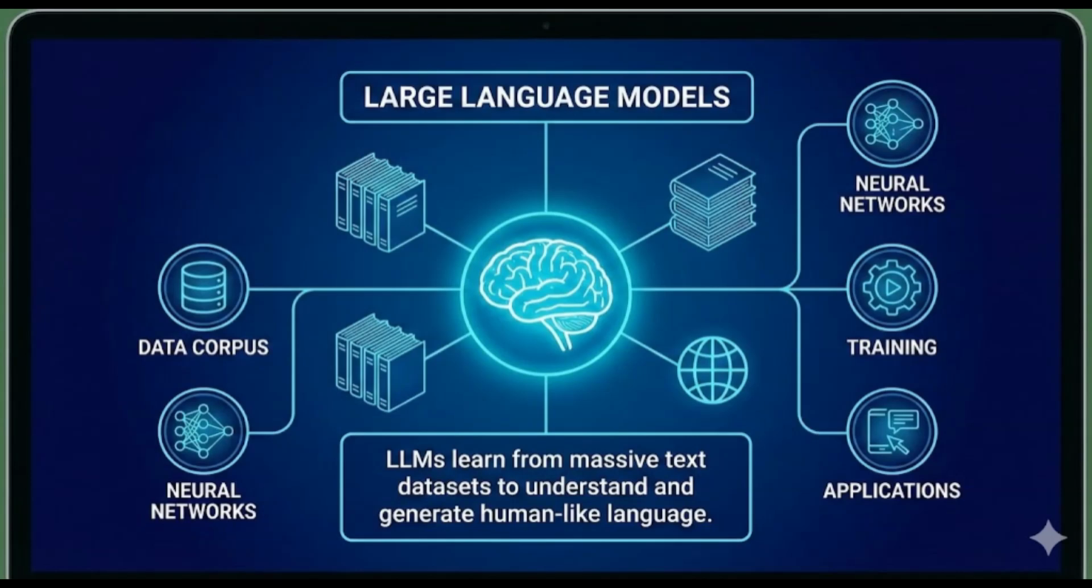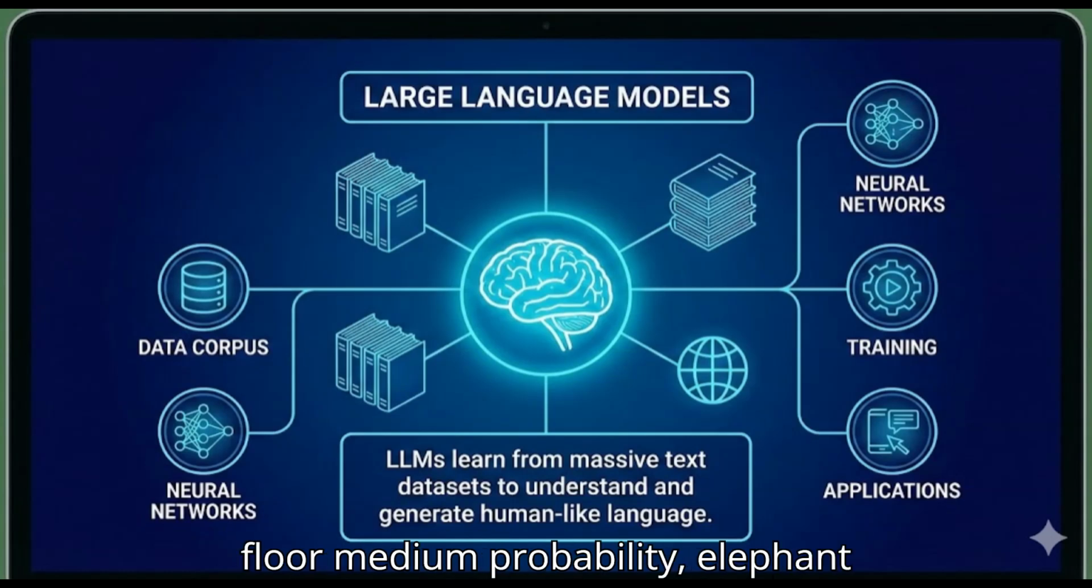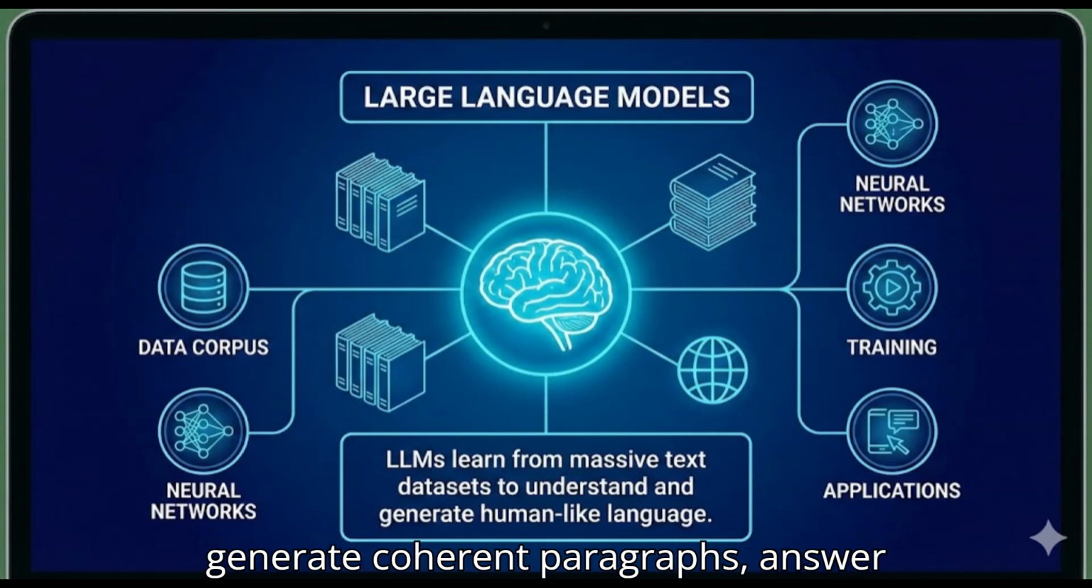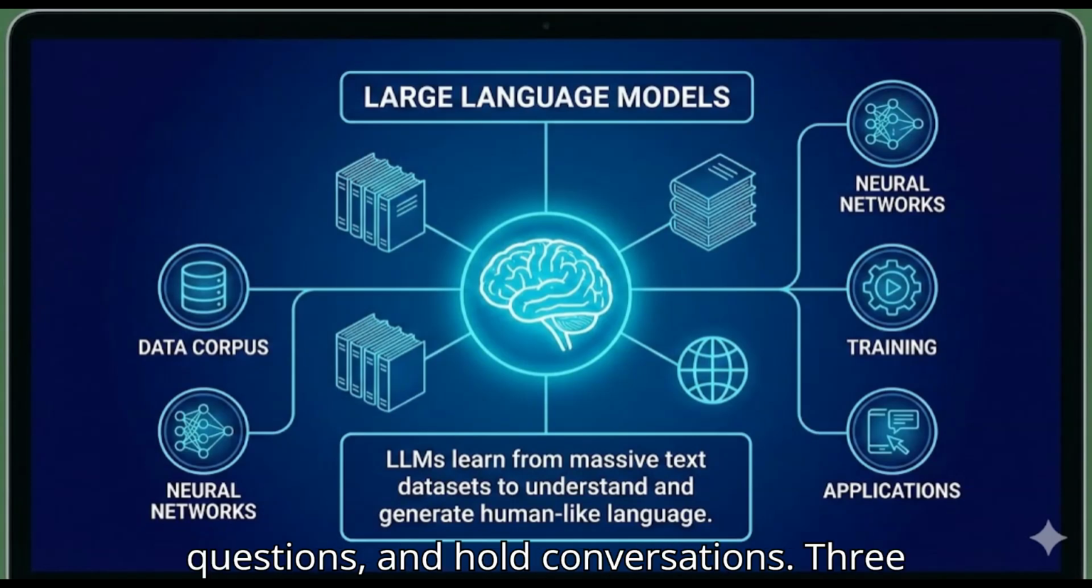2. The core mechanism: prediction. At their heart, LLMs predict what word or token comes next. Input: "The cat sat on the..." Model predicts: "mat," high probability; "floor," medium probability; "elephant," very low probability. By doing this prediction millions of times in sequence, LLMs can generate coherent paragraphs, answer questions, and hold conversations.